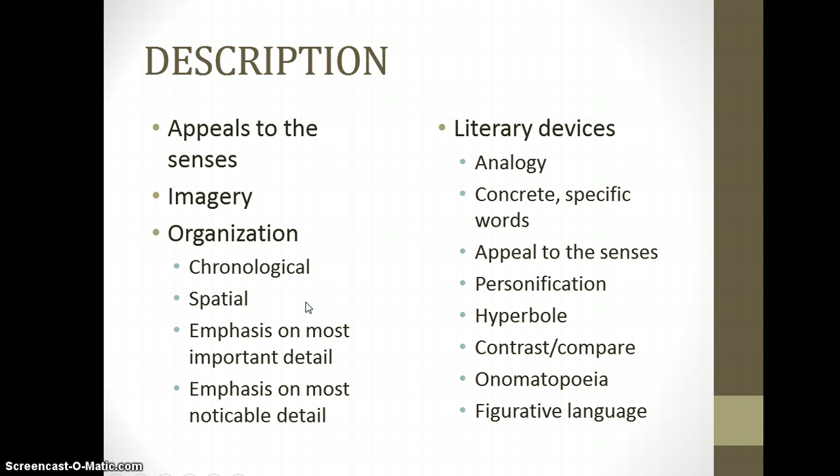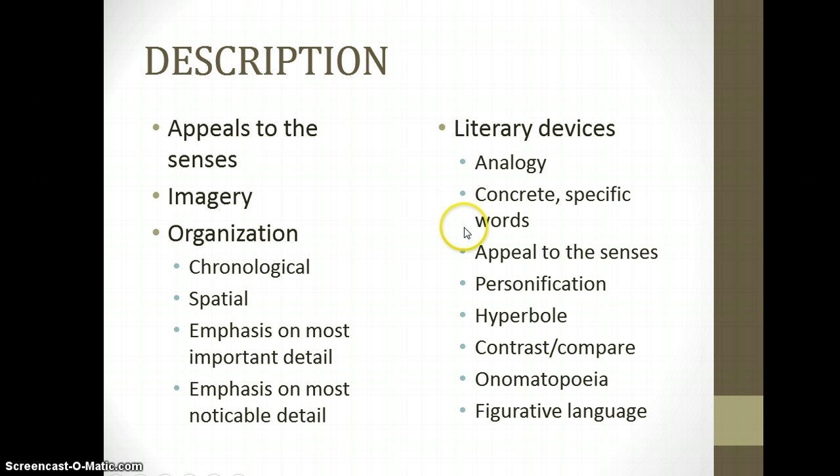And finally, we come to description. If you are using appeals to the senses, you're probably going for a pathos appeal. You'd be using imagery. You can describe something, what happens chronologically, spatially. You can emphasize more important details or emphasize the most noticeable detail. You can use literary devices in description. You can make an analogy, show how something is like another thing.